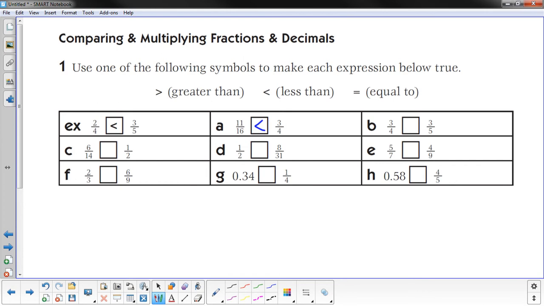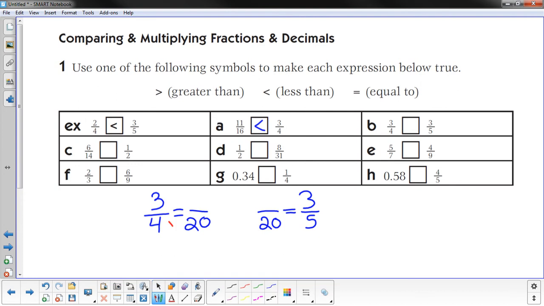Let's look at B. So I have 3/4 and 3/5. What's something that 4 and 5 can both become where they'll be the same number? So we're making equivalent fractions. So I have 3/4 and 3/5. Well, they do both go into 20. So I'm just going to put a 20 down here. And over here I'm just going to put a 20 down here, and I'm going to compare them.